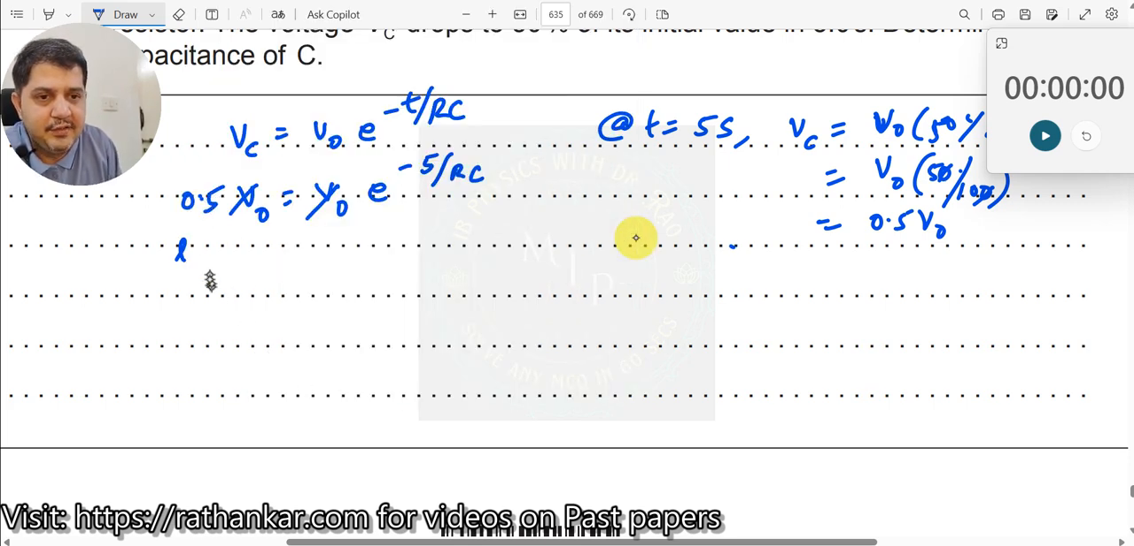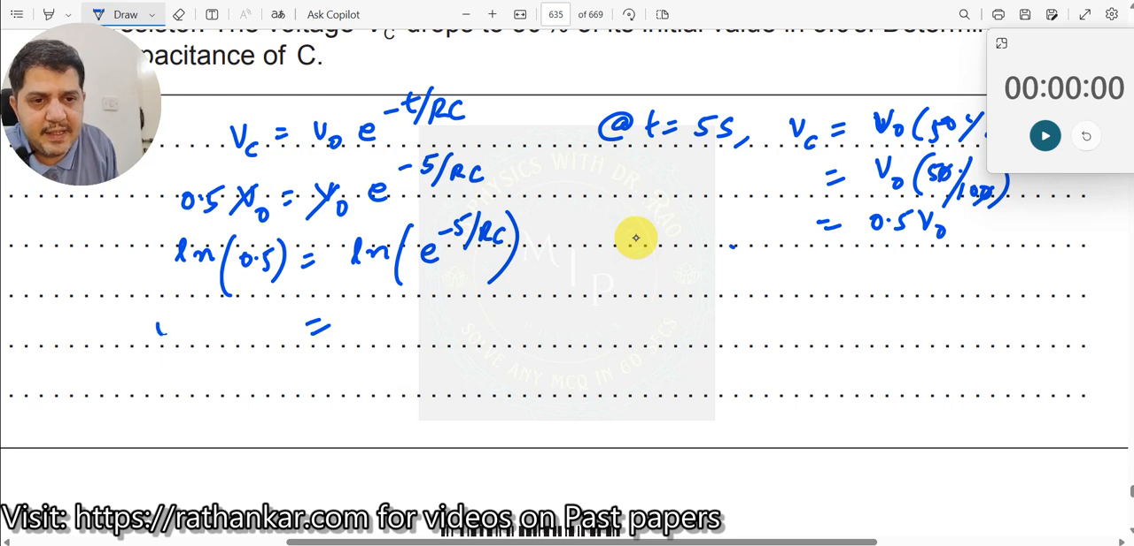Okay, so I'll take ln on both sides. ln of 0.5 is equal to ln of e to the power of minus 5 by RC. What is ln of 0.5? This is minus 0.693. Okay, if you do it using a calculator, you will get this. The standard value, so I know this ln of 0.5 is nothing but ln of half, which will be equal to minus 5 by RC.